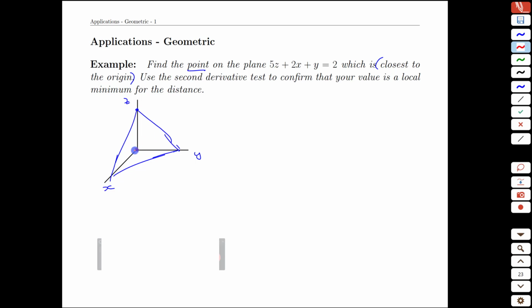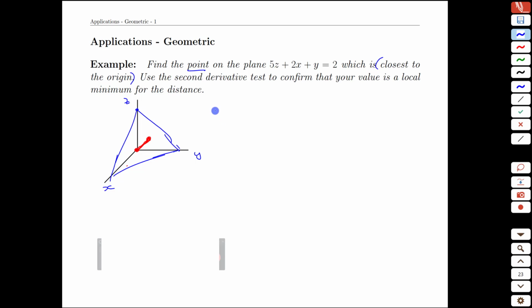So we'll have our origin here, and we can imagine that there's some point that will be closest on the plane versus, say, another point over here. This will be further. There's going to be one point that's closest. We'll then use the second derivative test to confirm that what we found is actually a local minimum for the distance. But just from this sketch, we expect there's going to be one single critical point, and it's going to be a local minimum.